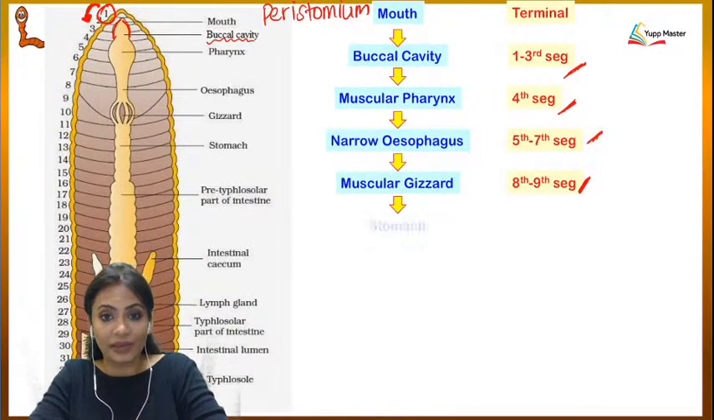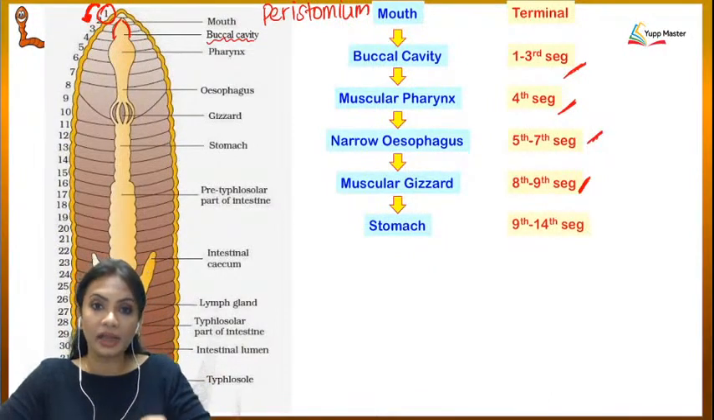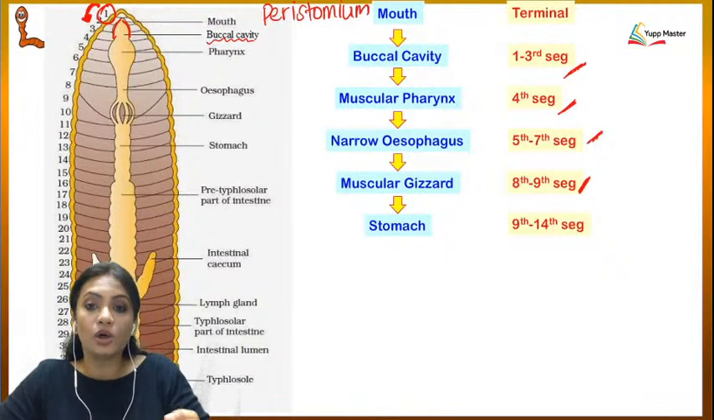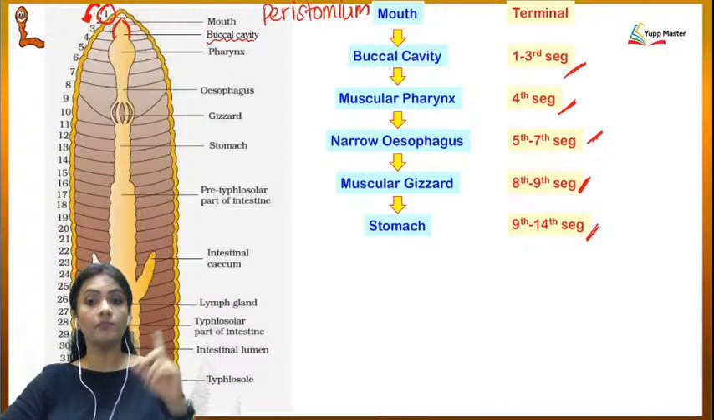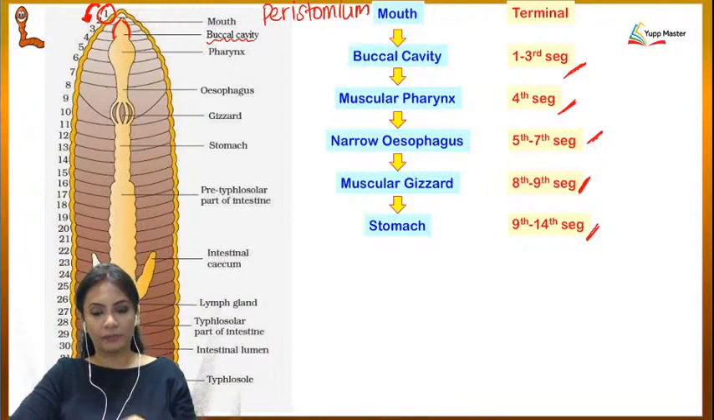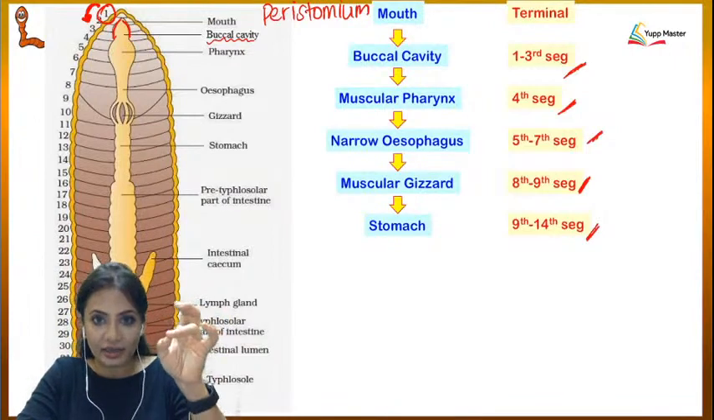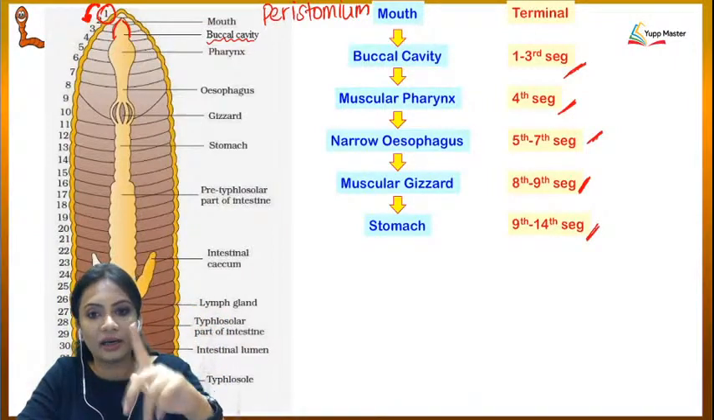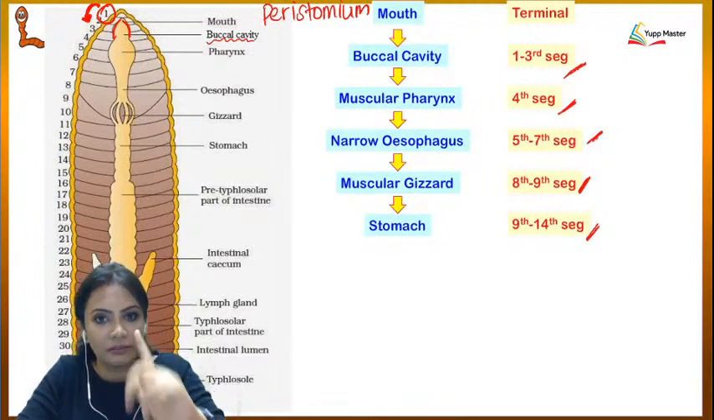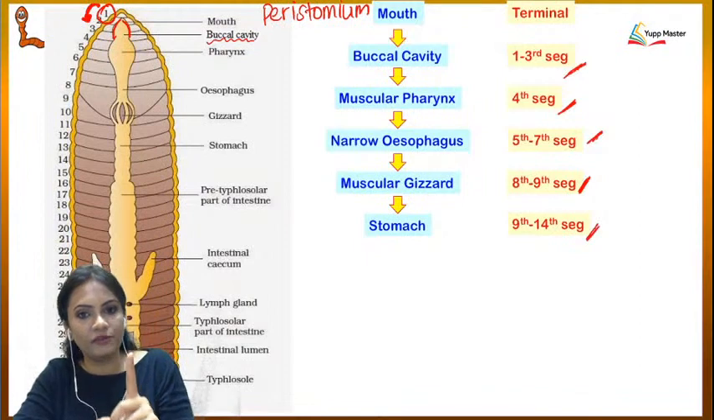After the gizzard, we have the actual stomach, and the stomach is ranging from segment number 9 all the way up to segment number 14. So remember this number, 9 to 14. Mouth, buccal cavity, pharynx, esophagus, the gizzard, and finally comes the stomach. Stomach, remember the range, segment 9 all the way till segment 14.